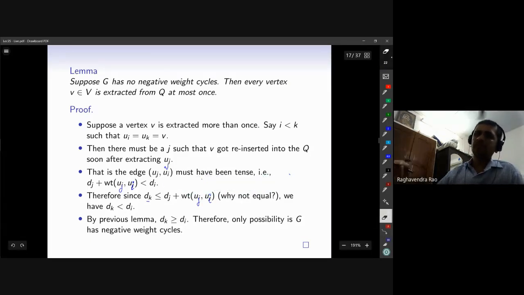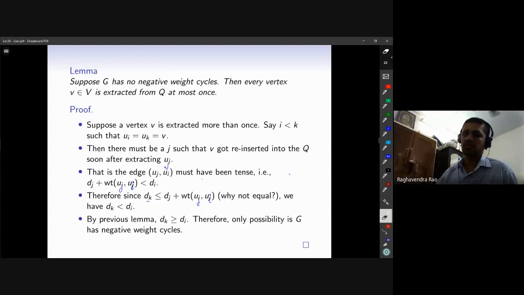Yeah, so this takes care of negative weight edges, but no negative weight cycle. If there is no negative weight cycle, both the statements are true. So what did we really prove? We proved that if there is no negative weight cycle, then no vertex enters the queue twice, or no vertex is extracted from the queue twice. So every vertex is extracted from the queue at most once.